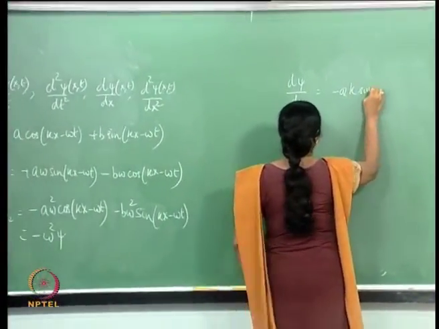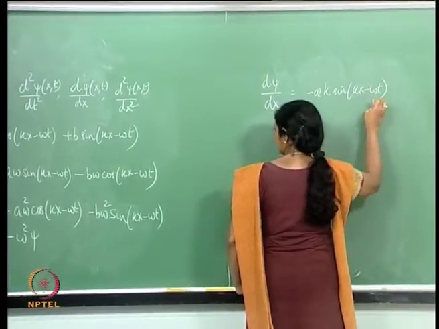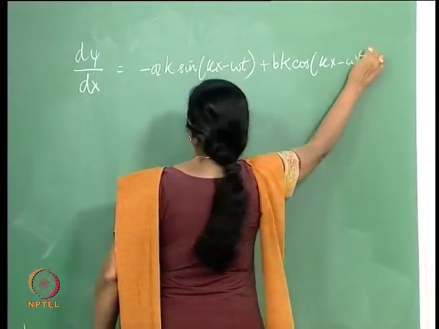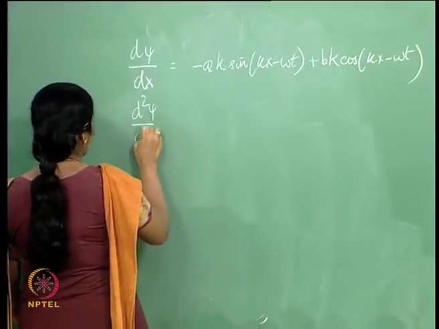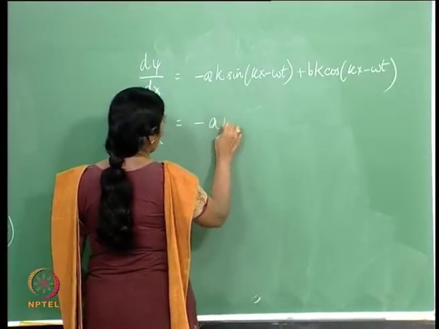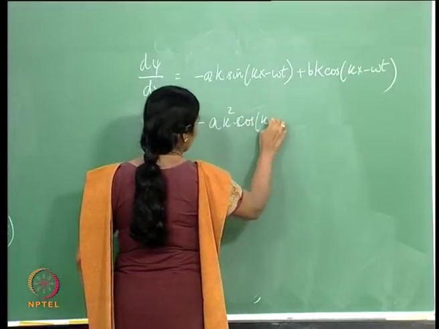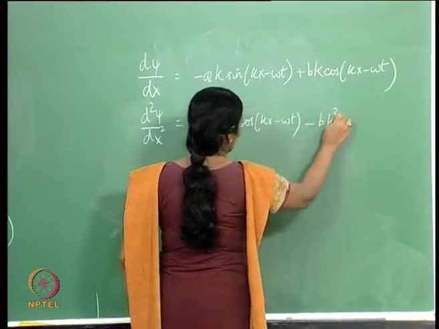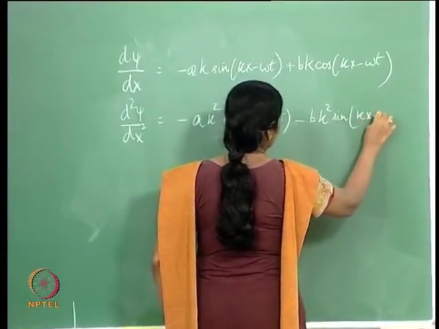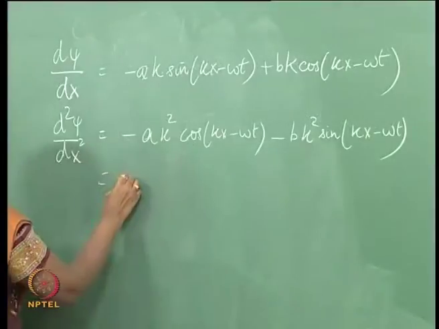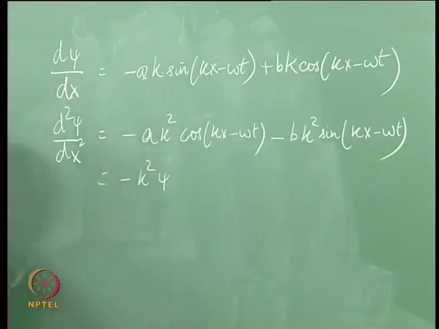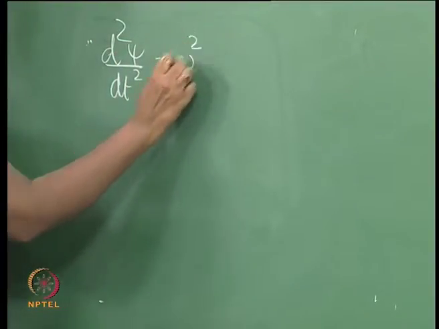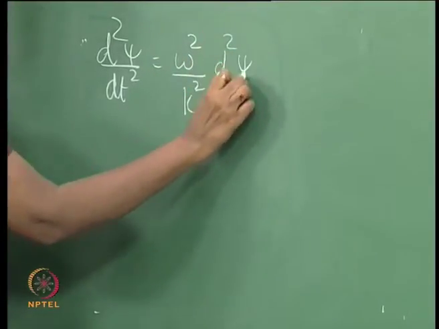Minus ak sin(kx − ωt) plus bk cos(kx − ωt), and d²ψ/dx² is minus ak² sin/cos(kx − ωt) minus bk² sin(kx − ωt), or that is the same as minus k²ψ. So d²ψ/dt² is ω²/k² times d²ψ/dx².